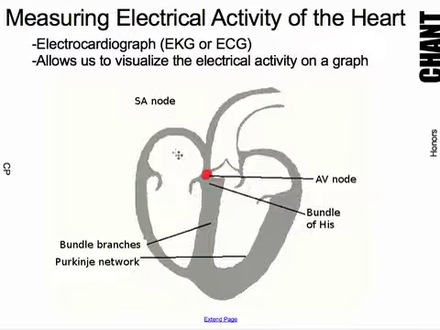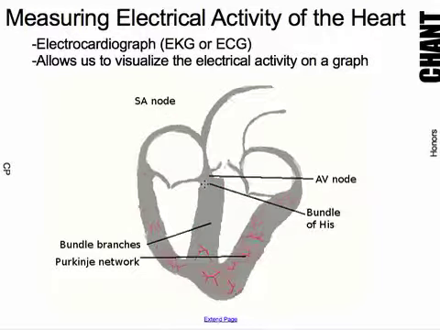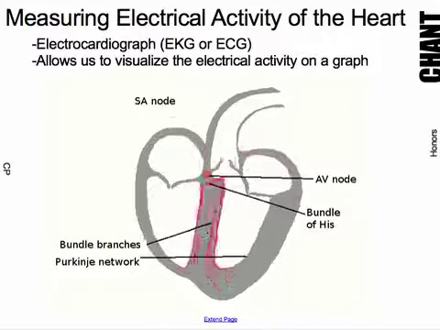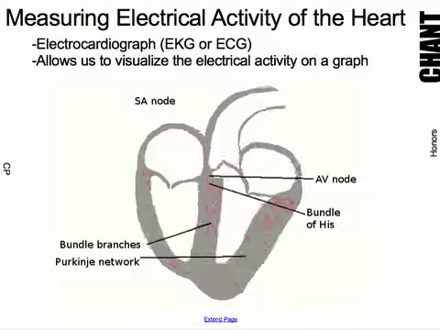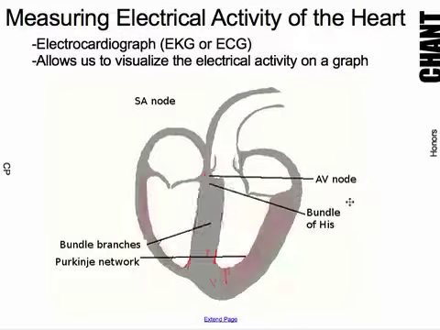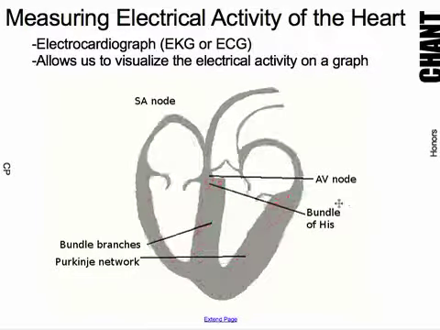So your SA node going to your AV node causes your atria to contract. Going from AV bundle of His, bundle branches, and Purkinje fibers is going to cause your ventricles to contract. And we're going to go over a chant in class to help you remember the order.